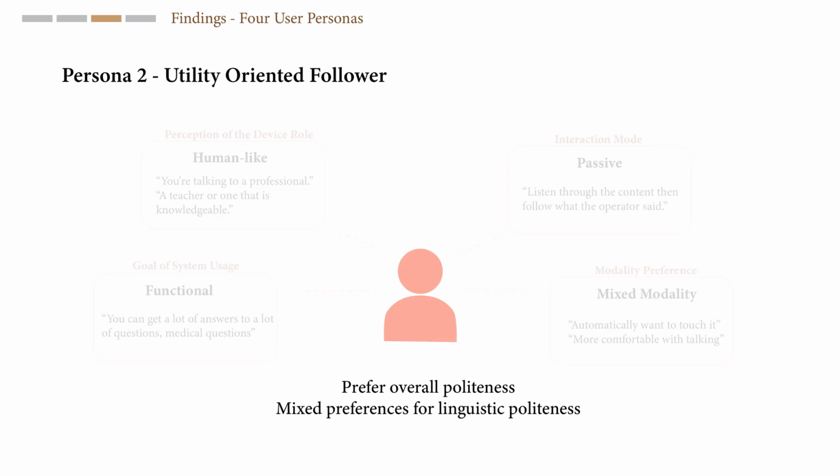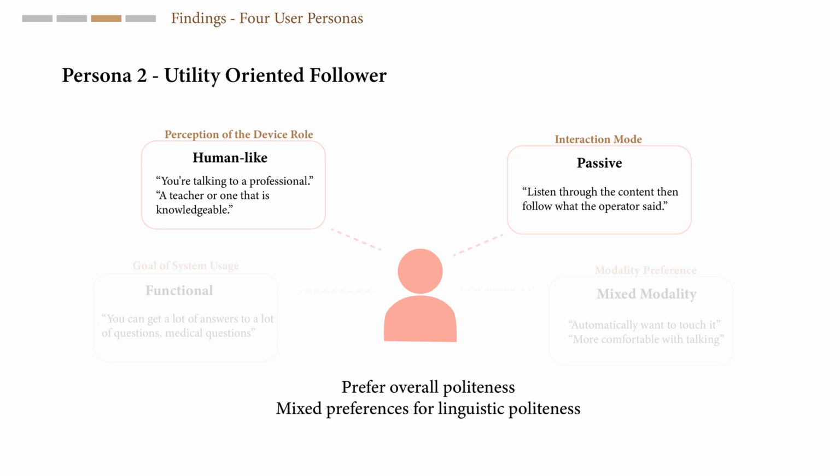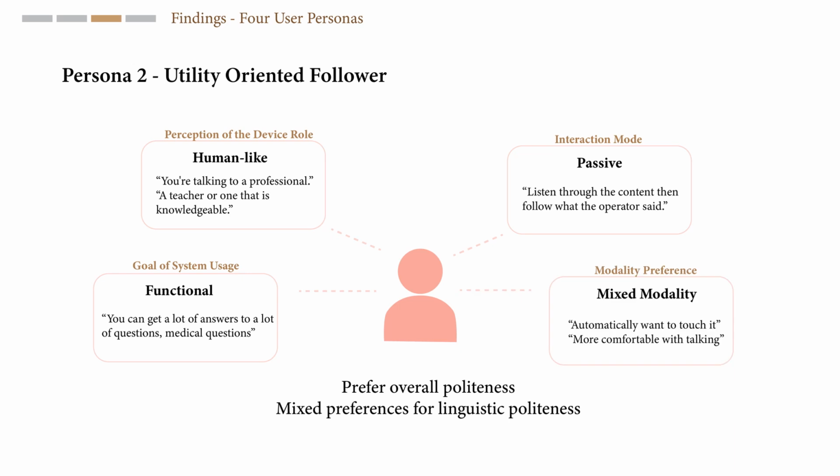The second persona, utility-oriented follower. They have a positive view towards the overall polite system, while having mixed views on linguistic politeness. They view the system as human-like and described it as a professional or a teacher or someone who is knowledgeable. They also tend to follow the system's guidance and have a passive interaction mode. Different from Persona 1, they have a functional goal of system usage, such as getting answers for questions. And they have mixed preferences towards modalities.